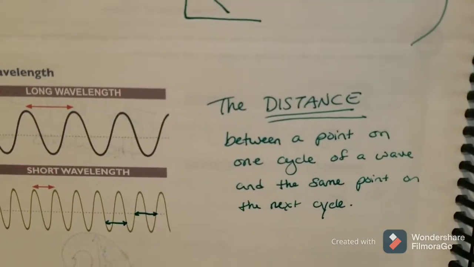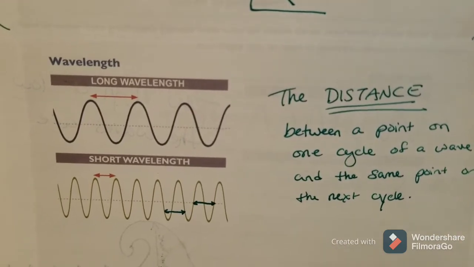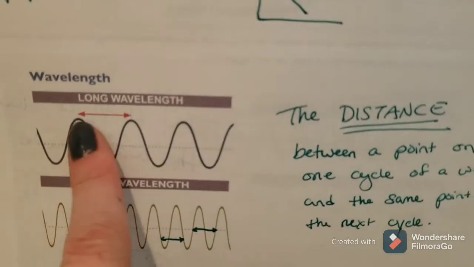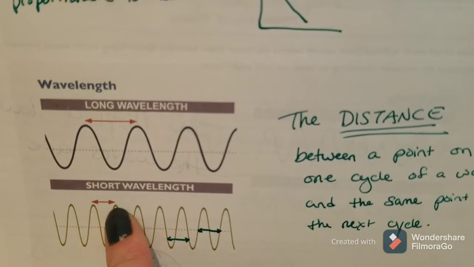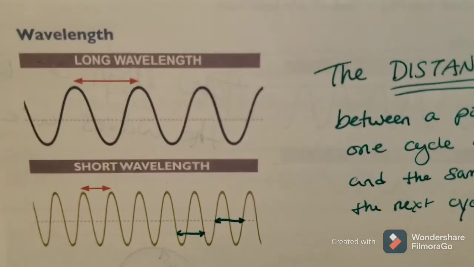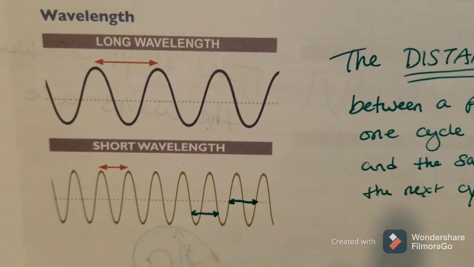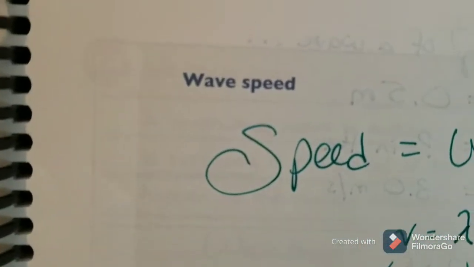The distance between a point on one cycle of a wave and the same point on the next cycle. We already talked about that. So if it's got a long wavelength, you know what that is. Short wavelength, these are tiny little guys. It doesn't matter where they are. I added some little arrows there so you could see anywhere from the same place on one wave to the same place in the next. That's a wavelength, short or long.